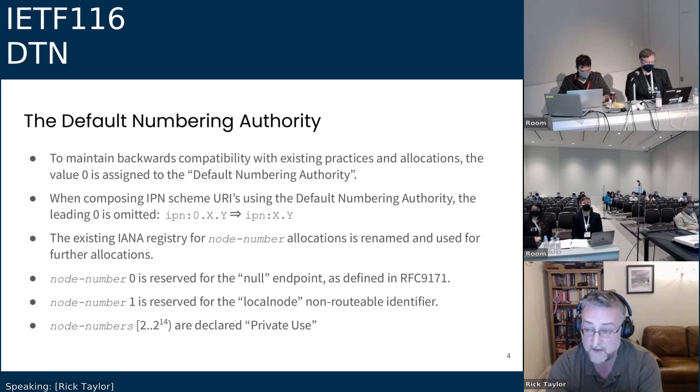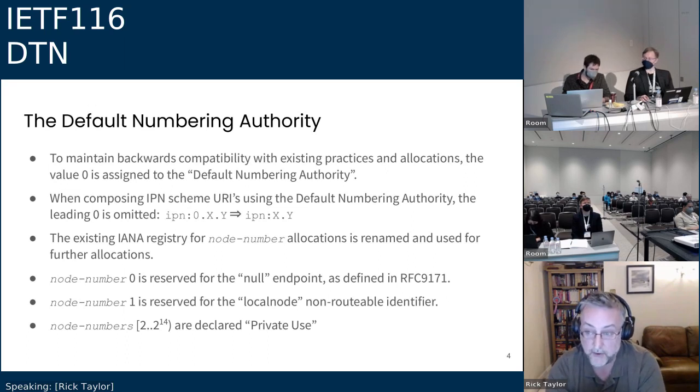IANA registry that has existed up until this point and will continue to be used is given the name the default numbering authority and is given the value 0. And when composing IPN URIs that use the default numbering authority, i.e. 0 as the first component, that 0 is omitted. So if you have an IPN which is in effect 0.x.y, it is written syntactically in the text format as x.y. So all existing implementations that expect x.y can continue to work on x.y, and the numbering authority is automatically assumed as 0, and therefore the default numbering authority has allocated that number.